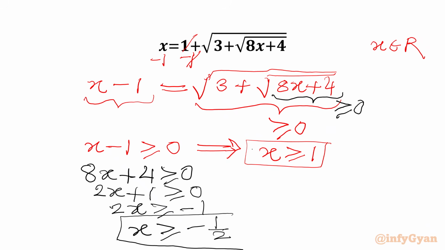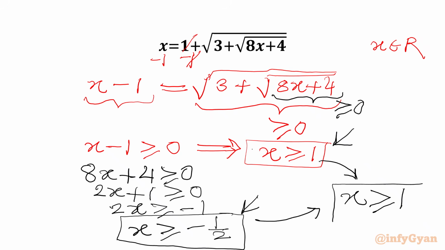So we have two conditions, one from the left hand side, another from the right hand side. We take the intersection of these two conditions and get x should be greater than or equal to 1. For x to be real, x must be greater than or equal to 1.